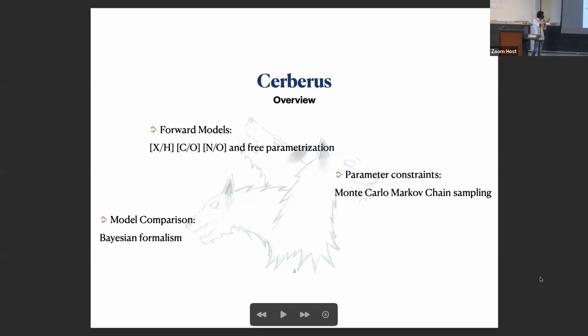So there are three parts in Cerberus. First, models: how we build the atmospheric profile, how we model what we will confront the data with, so how we compare the data with the model. Second, parameter constraints: how we retrieve the parameters that went into the model, which makes use of MCMC chains. Third, model comparison: how we compare one model to another, how we separate families of models.